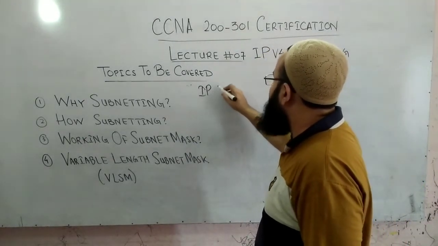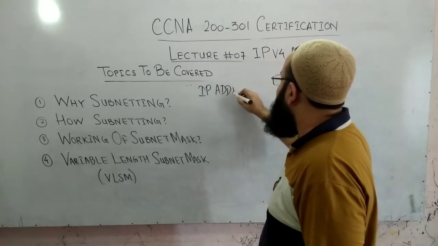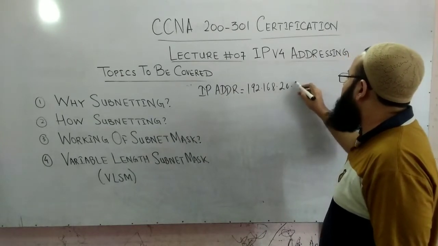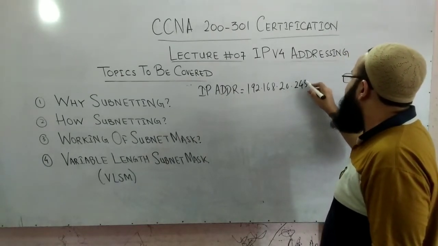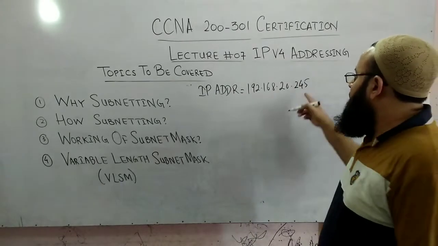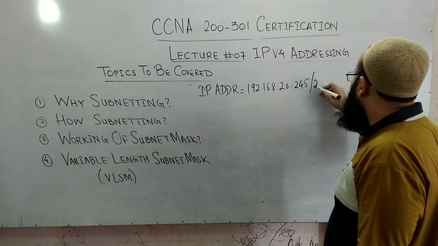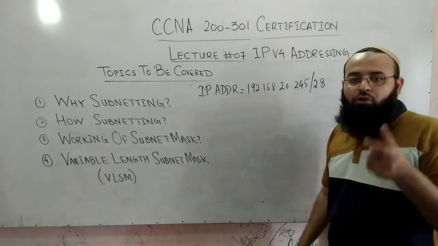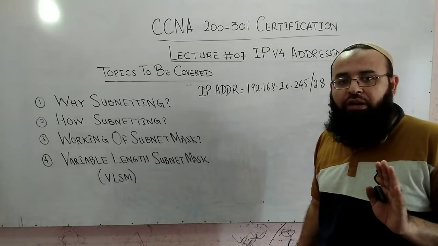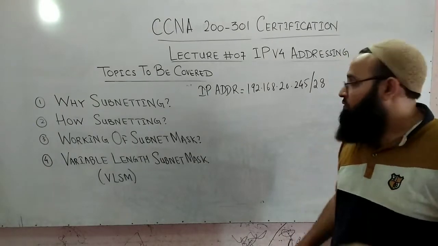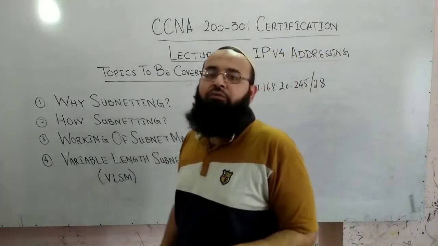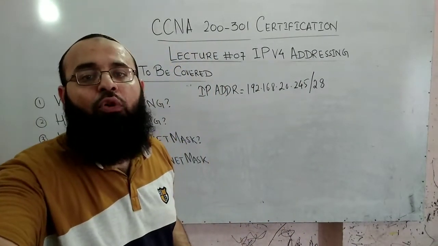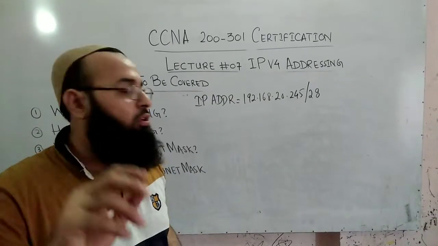Let's say we have an IP address belonging to class C, that is 192.168.20.245. This is our IP address, and along with this it is given to us /28. So I already told you that /28 means 24 bits are fixed for the class C IP address network portion, while the remaining 4 bits are taken up from the host portion for implementing the concept of subnet masking. So that I am going to perform over here now.